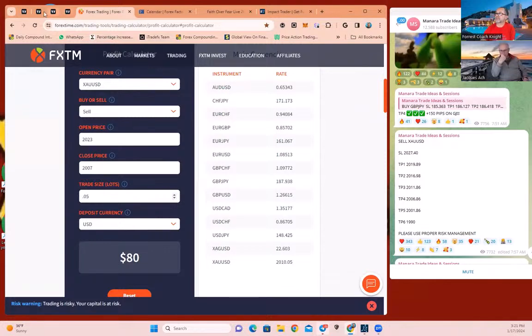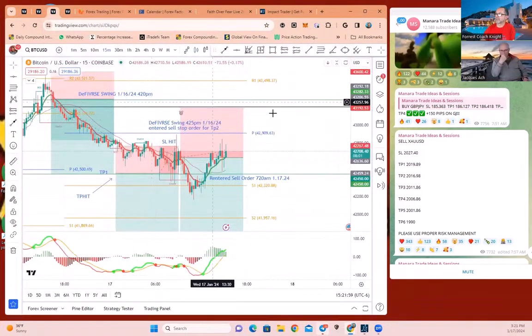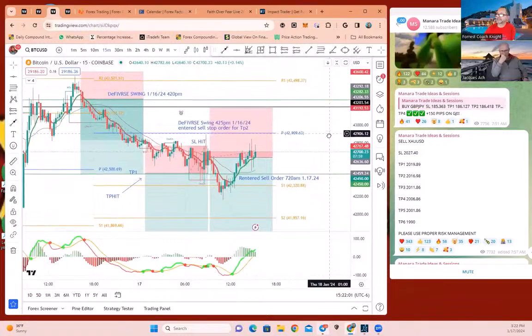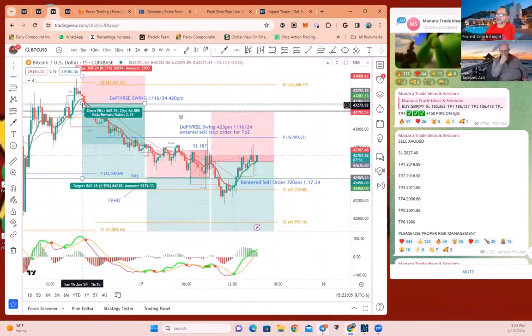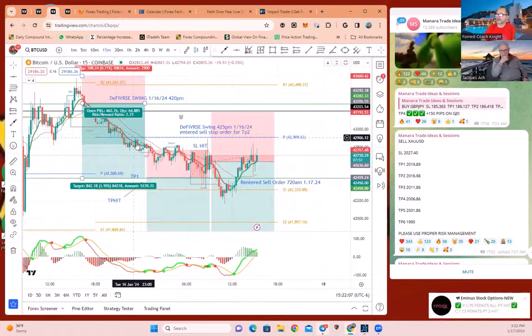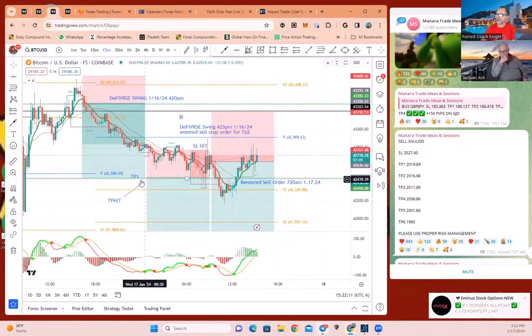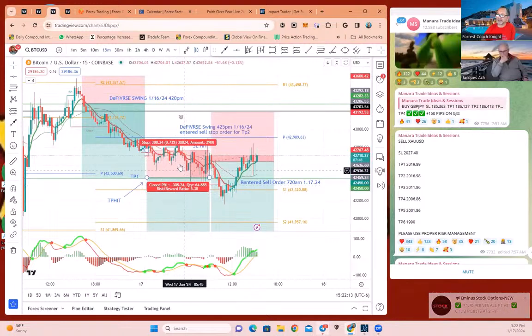So let's jump over here and look at some Bitcoin real quick. So this is Bitcoin right now. Bitcoin is absolutely crazy. This is over in the DeFi verse. This is a trade that they entered. So it came all the way down here, opened up at this area here, came all the way down, hit the TP1 here. I did the same thing again.